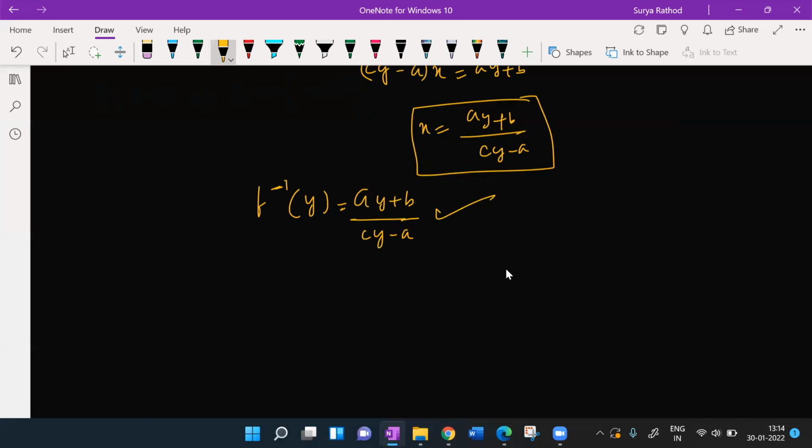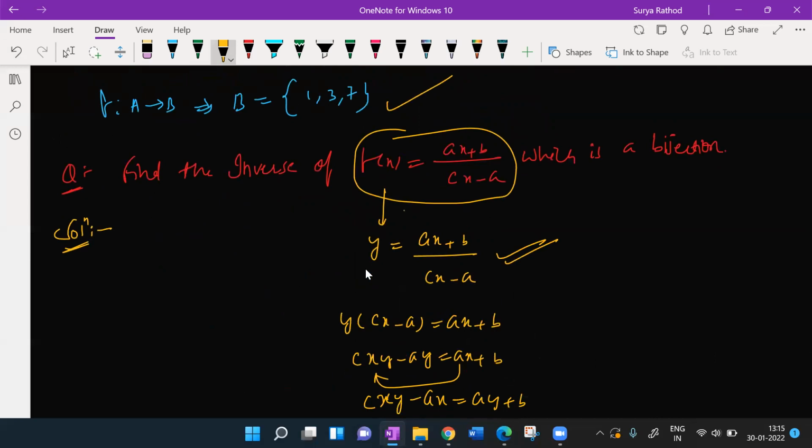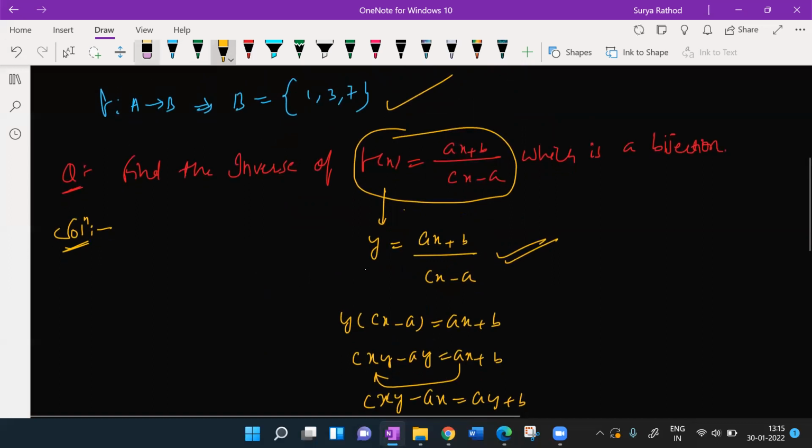What is f inverse of x? In place of y, I will be writing x. That's it. ax plus b by cx minus a. So basically f inverse of x is equal to f of x only, right? Look at this. If you observe this properly, f inverse of x is equal to f of x only in terms of x. This is what I got, isn't it?